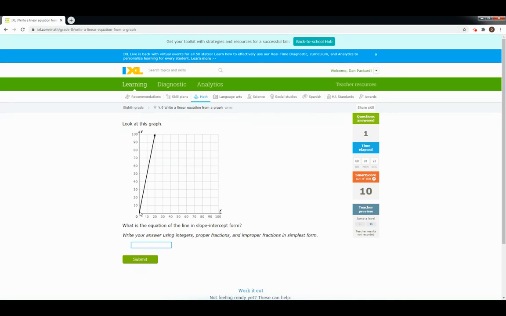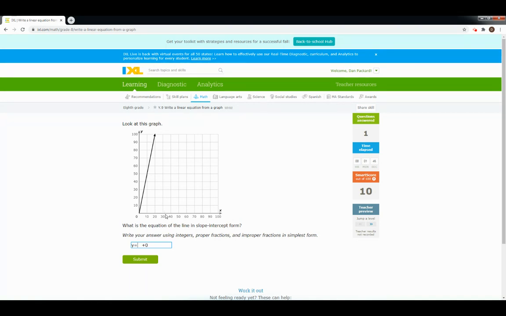Again, we're starting at 0, so we have y equals, I'll put that plus 0, put my blinky thing back, and we're going to count up and over to the nearest intersection. So here's my nearest intersection. So we count up 1, 2, 3, 4, 5 over 1. So our slope is 5.